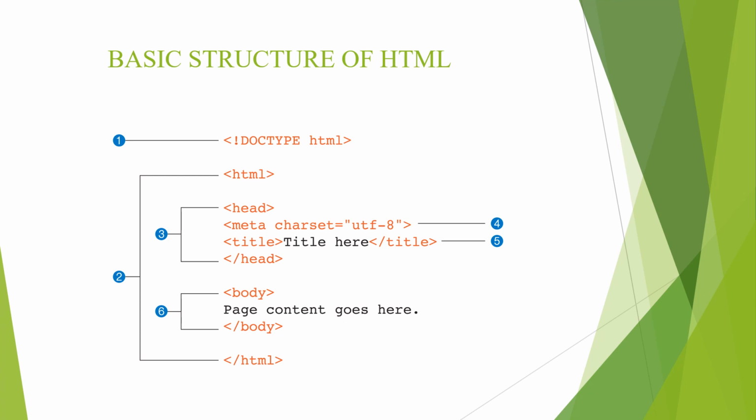Basic structure of HTML. It consists of the document type, HTML, head, meta charset, title and the head closing, body, and the HTML closing tag and body closing tag. Document type consists of the document definition, which tells the browser what type of document it is about to process. It does not indicate the version of HTML, but it is contained within the document.